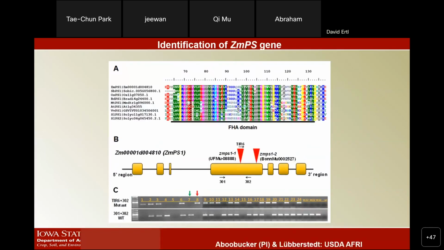Siddiq has been successful in obtaining USDA funding to continue this work in maize. So he has identified homologs in maize, and we ordered mutants already, and this will be evaluated this coming summer.